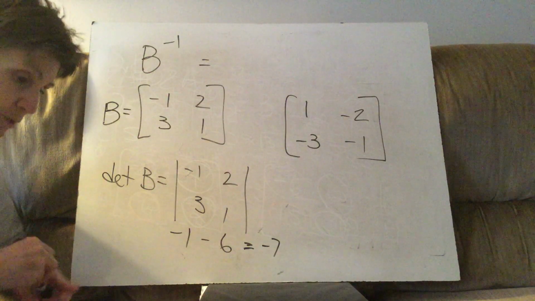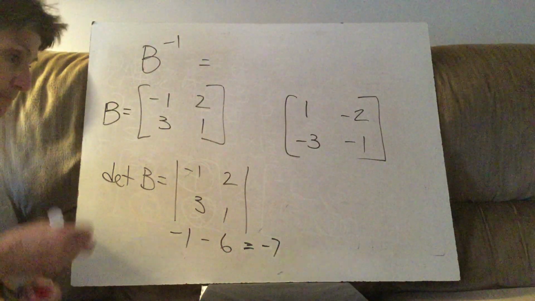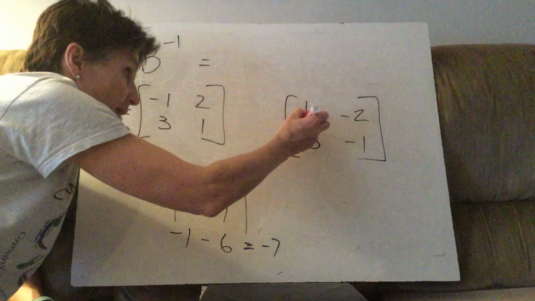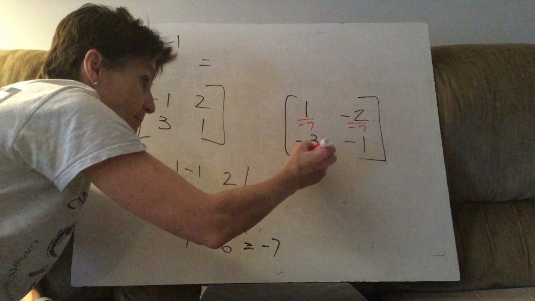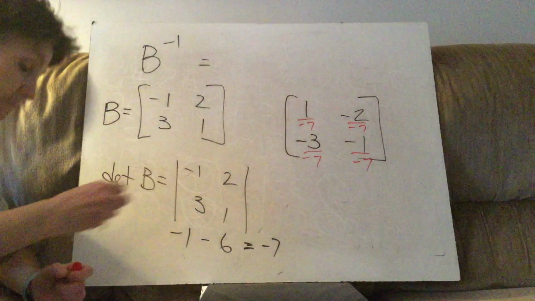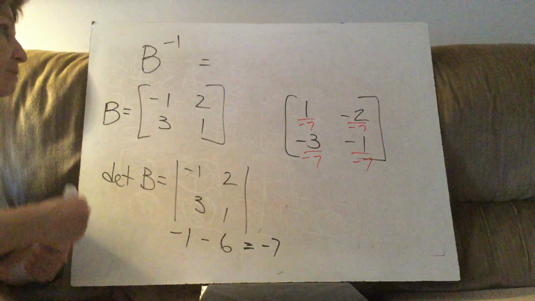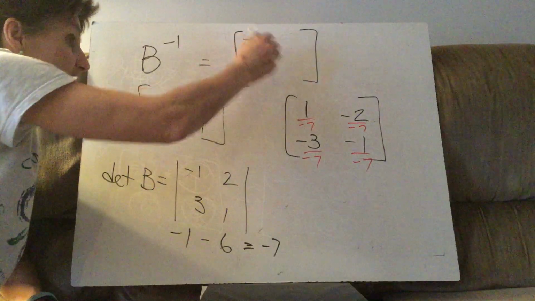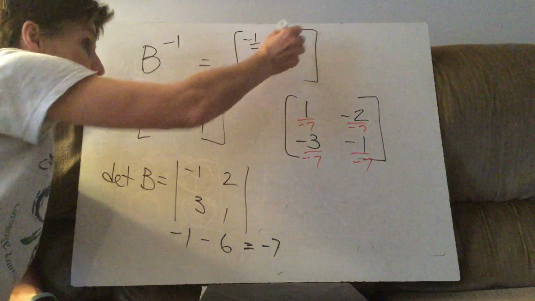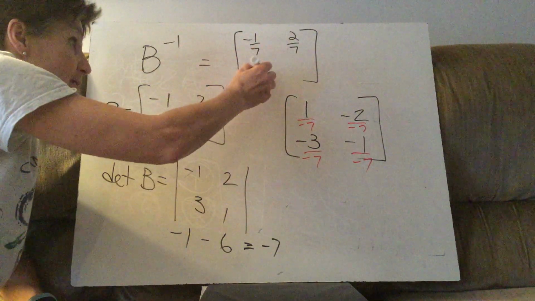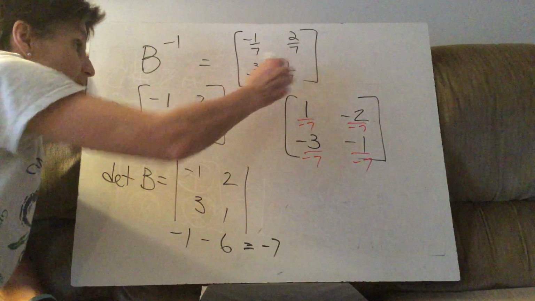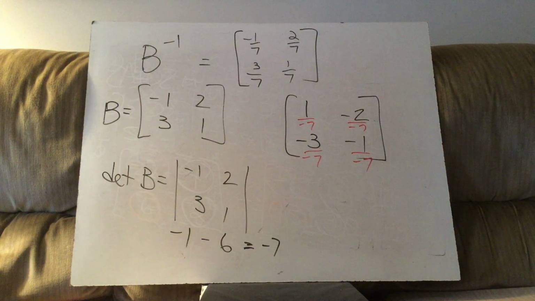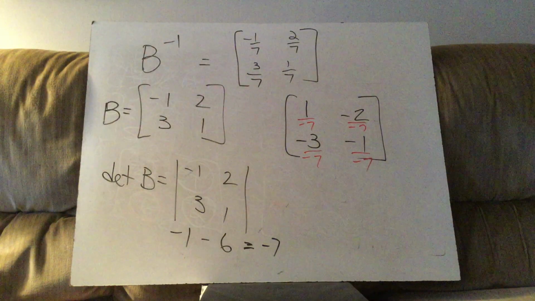Then we take each of those numbers in this new matrix and divide by the determinant. And then do any simplifying that you can. So we got negative 1/7, positive 2/7, positive 3/7, and positive 1/7. And that is the inverse.